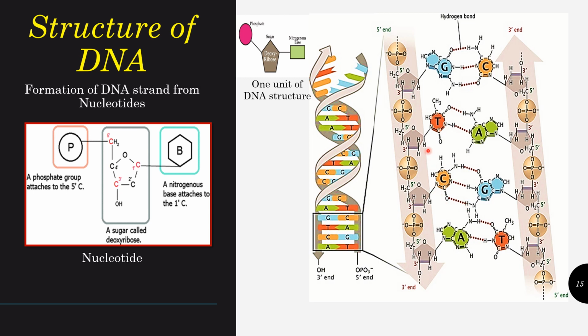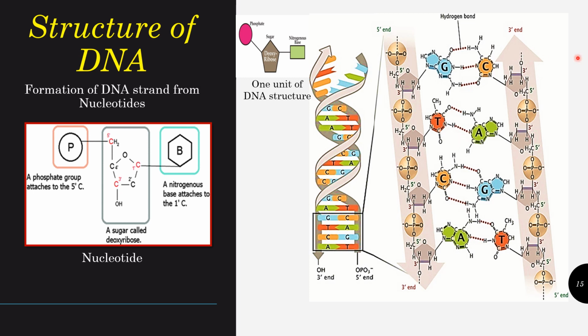Each strand has one end at which there is a phosphate group, which is attached to the fifth carbon of the ribose sugar. This end is marked as the 5' end. On the other end of the strand, there is a free hydroxyl group attached to the third carbon of a ribose sugar. This end is marked as the 3' end.